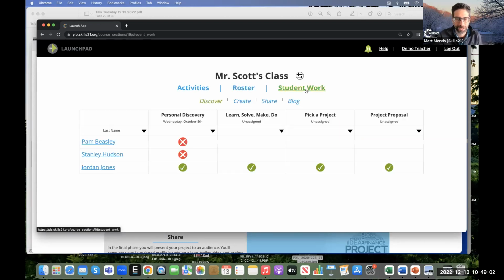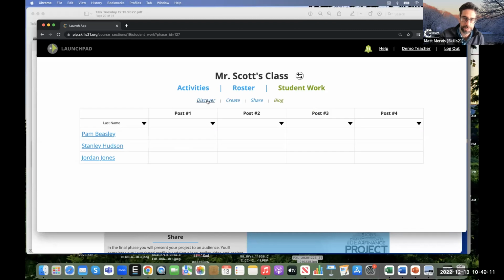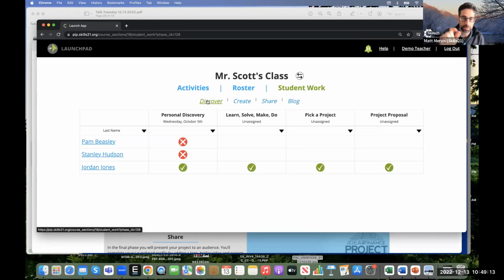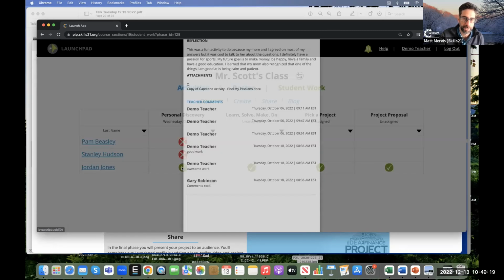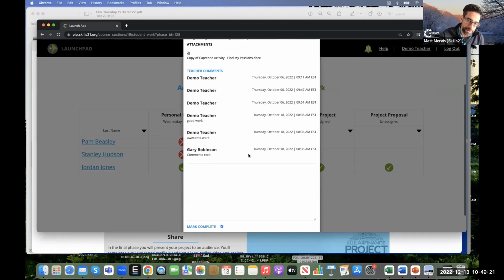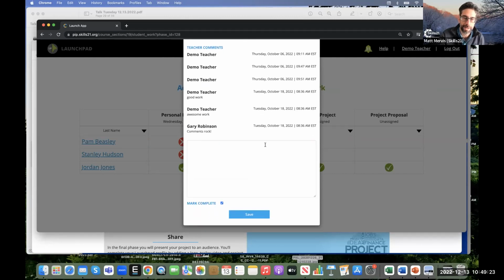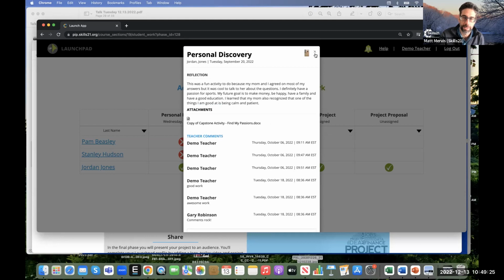And then there's a quick little data dashboard that lets the teacher see by phase. So here's discover, create, and share, as well as the blog posts. They're able to see each one of the activities within that phase, and they can review that work. So if I see over here that Jordan Jones completed his personal discovery, I can see a kind of record of the conversation we may have had. I can see the students' work and the like.